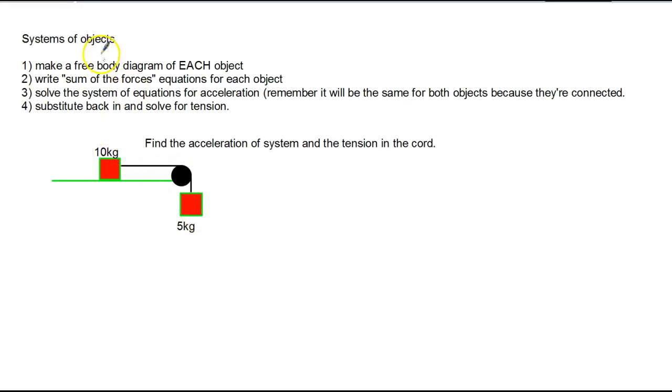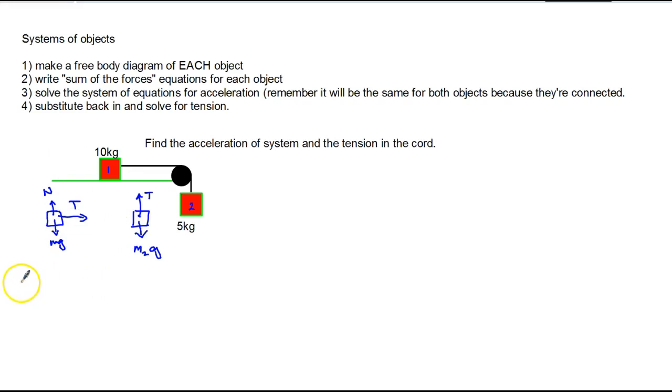I will work this example. The first step is to make a free body diagram of each object. So I'm going to call this object 1 and object 2. Object 1, you have tension in this direction, and you have weight, and you have the normal force. Those are equal and opposite. They do not contribute to the acceleration, so I'm not going to do a sum of the forces equation for the vertical part here. And this object, we have its weight, m2g, and tension upward.